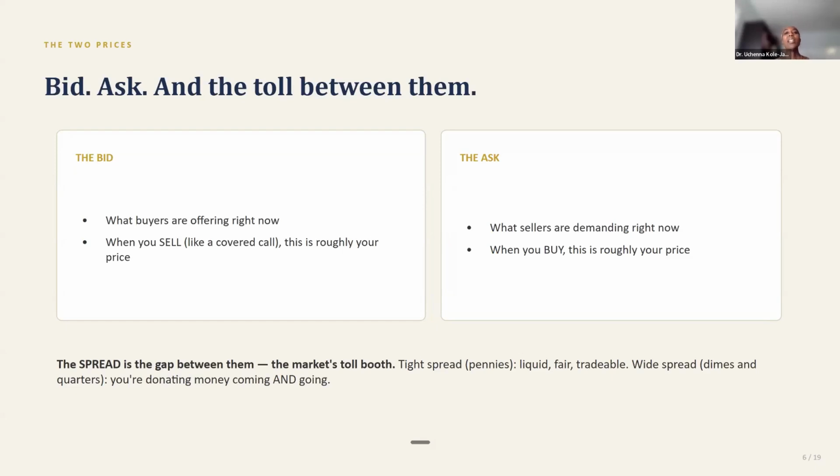The spread is the difference between the ask and the bid. This is basically the market's toll booth, okay? So tight spreads, meaning the numbers are close, those are the stocks that we want to buy options on. If the bid-ask spread is wide, meaning greater than 10%, we're losing money immediately when we enter the option. I'm going to show you an illustration.